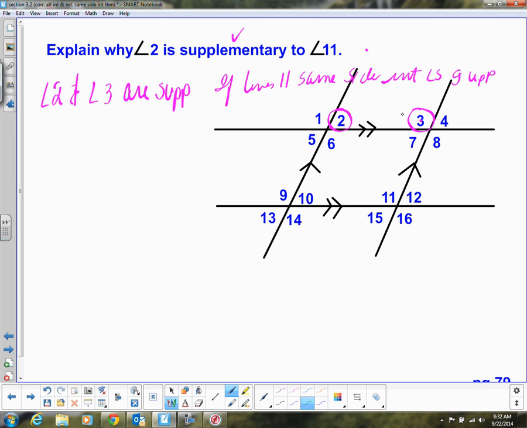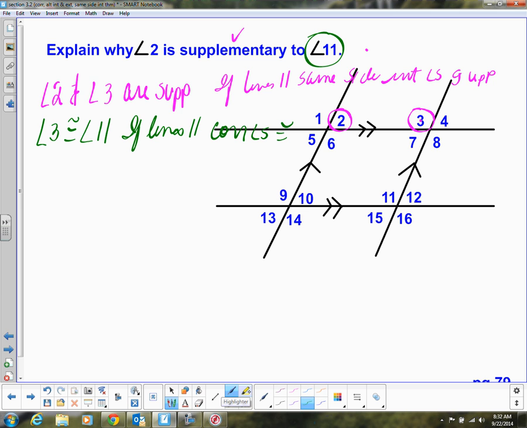We're at 3. What is 3 congruent to? Okay, but we need to move towards 11. Nine is over here, so we can't use 9. We have to follow the same transversal. Yes. And what kind of angles are those? Yes. Corresponding angles are congruent. Now, look at what we've got.